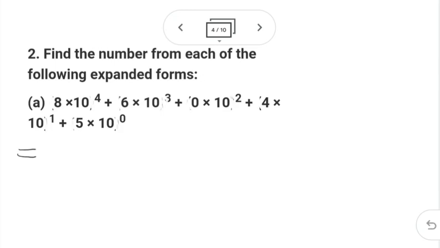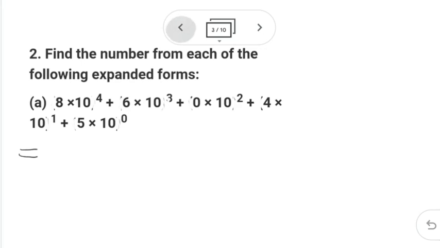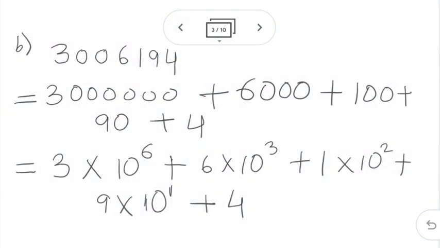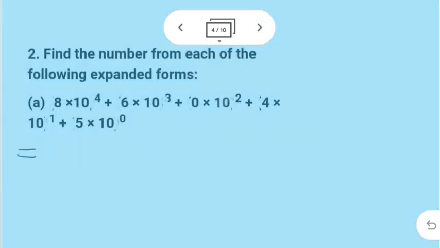Here we are given 8 into 10 raised to power 4 plus 6 into 10 raised to power 3 plus 0 into 10 raised to power 2 plus 4 into 10 raised to power 1 plus 5 into 10 raised to power 0. So we have to write the number from this expanded form. So we will proceed in the same way but in reverse order. We will follow the reverse order in solving this sum.